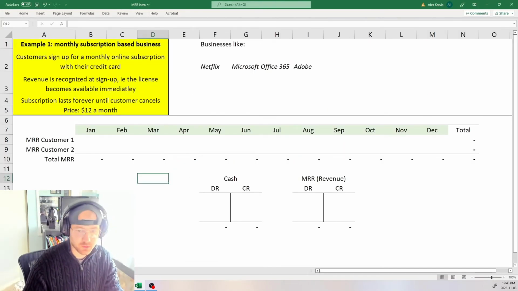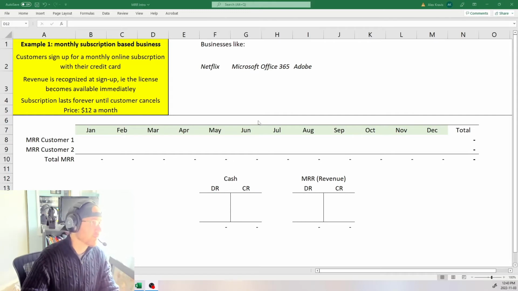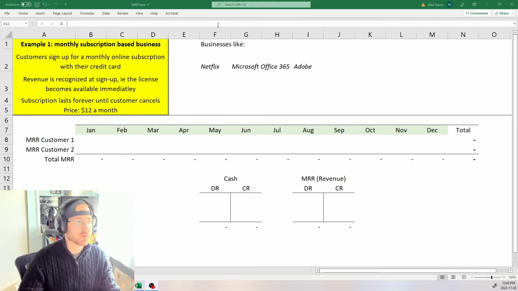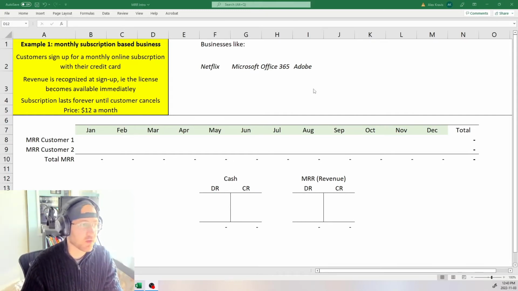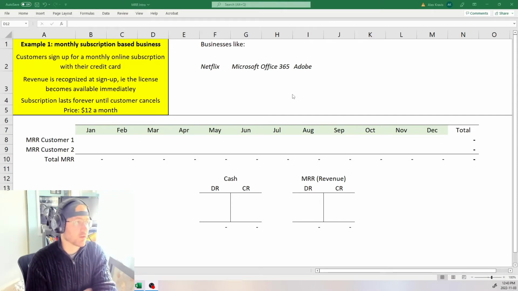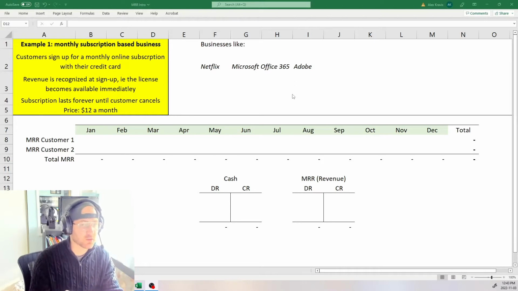So example number one is a monthly subscription-based business, just like Netflix, Microsoft Office 365, or Adobe. You're basically signing up on a monthly subscription where customers are entering their credit cards online and they're granted access to a license to use some software or whatever it is. Revenue is recognized upfront at the time of signing up. Because as soon as you enter that credit card and hit enter, the customer now has access to that license or that software. They can start using it right away.